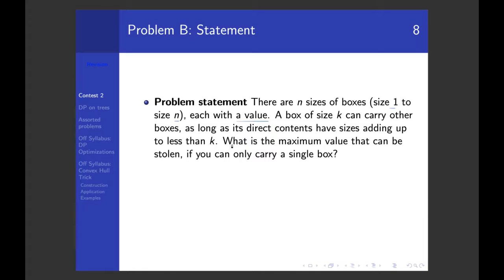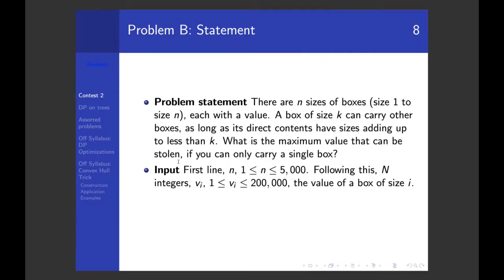But a box of size 10 can't carry two of size 5. And that's only direct content. So if those boxes have other stuff inside of them, that's perfectly fine. It's just the immediate size of the boxes. What is the maximum value you can carry if you only carry a single box? So obviously you have boxes inside boxes.